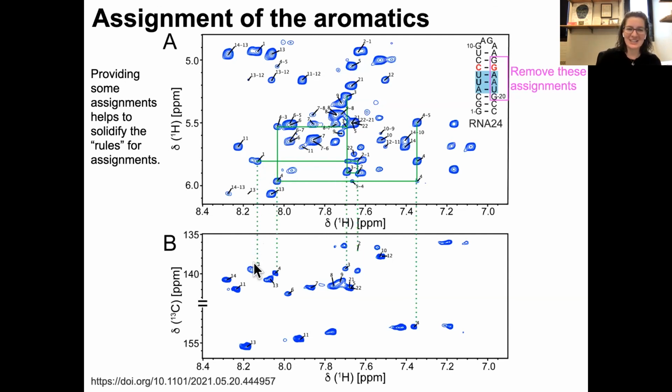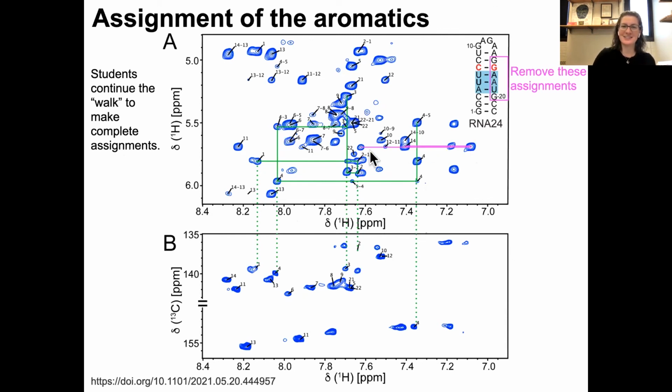Similarly, having the HSQC data was really helpful for teaching them the differences between, say, or being able to really quickly detect a C2H2 from a C8 or a C6 correlation. Okay, so once students familiarized themselves with the data and the software that they had to use, they could continue the walk from where the pre-assignments left off. And so again, we removed the assignments for this block of nucleotides, so they could start at residue 14, connect to 15, 15 to 16, 16 to 17, okay?